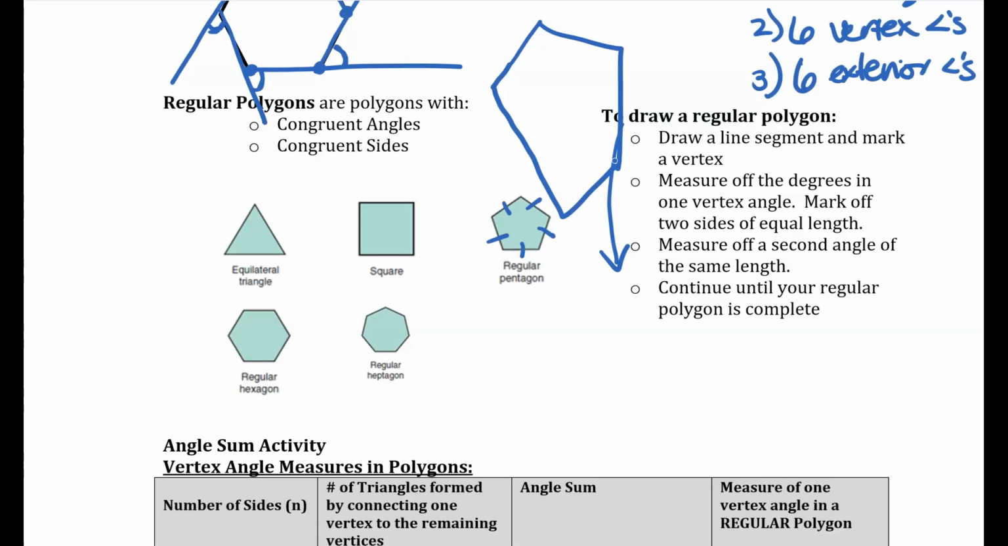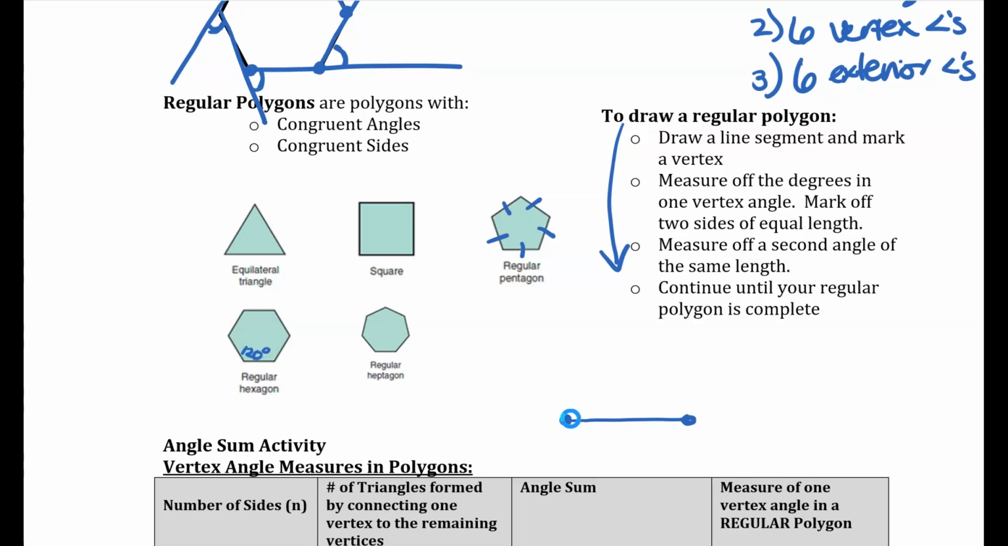So to draw a regular polygon, if you want to try that, you can. Basically, you have to draw a line segment, so you use a ruler. Whoops, I don't know why that decided to connect. So we're going to draw a point and you draw a line segment. And you measure off the degrees in one vertex angle. You'll find the degree measures, and we'll talk about those down below. For example, the vertex angle of a hexagon is 120 degrees.